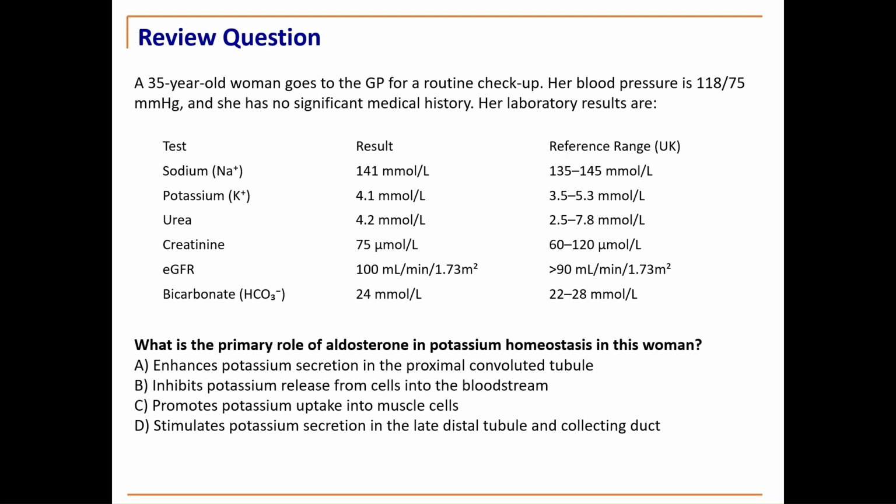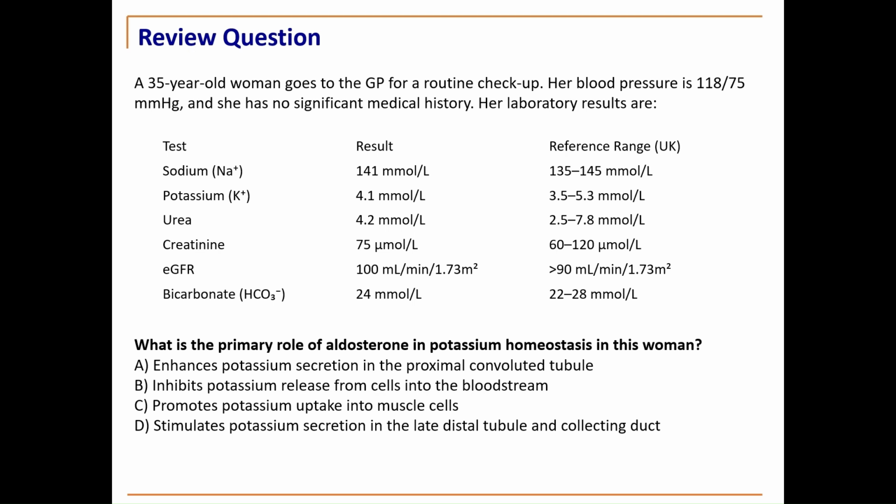A 35-year-old woman goes to the GP for a routine checkup. Blood pressure is normal, no significant history. Lab results, if we look through them, are all normal: sodium, potassium, urea, creatinine, GFR, bicarbonate, all perfectly normal. So what is the primary role of aldosterone in potassium homeostasis in this woman or anyone else in health? Is it A, B, C, or D?